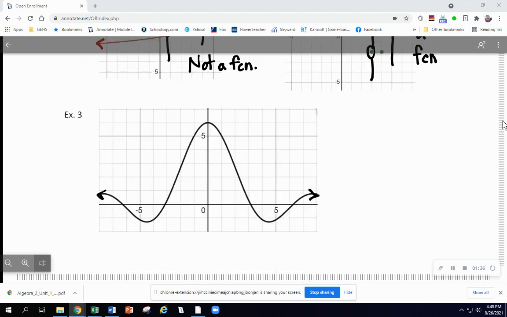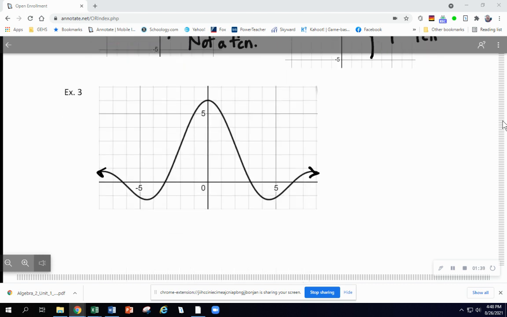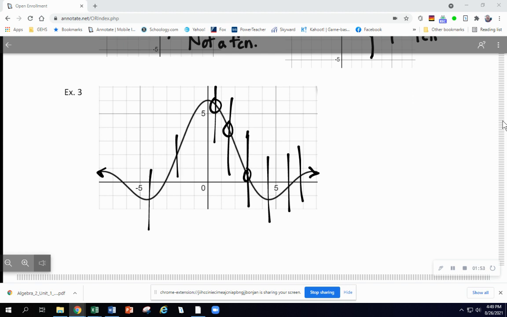And I've got another example here just like that. In this example, no matter where we slice it, we only cross that function or that graph once. Each of those hits just once. So it's okay, okay, okay, and so on. No matter where you slice it, it only hits once. So this is yes, it's a function, since it passes the vertical line test.